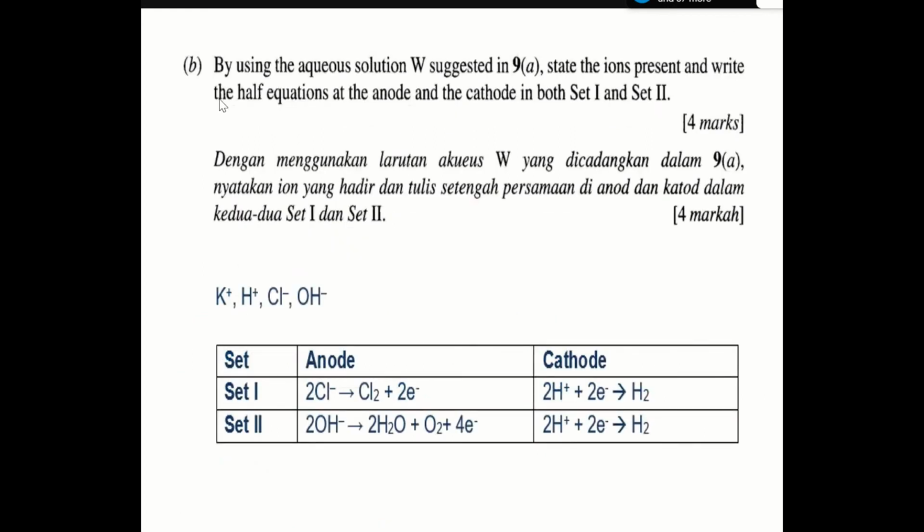So now, by using solution W, state the ion present and then write down the half equations at the anode and cathode. This depends on what is the chloride salt that you mentioned before. Then you write down the ion, then you write down the half equation. So name, and then you write down the half equation.